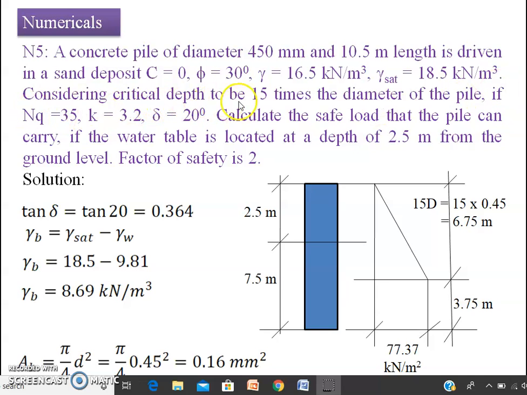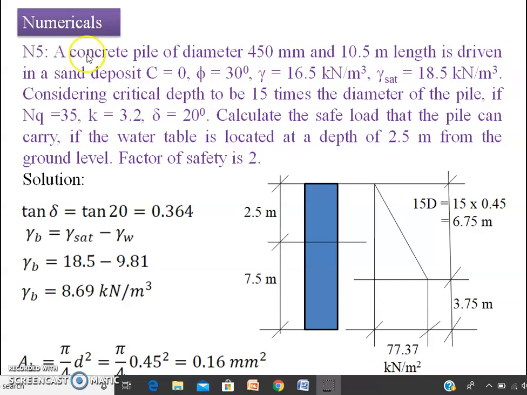Considering critical depth to be 15 times the diameter of the pile, if NQ equals 35, K equals 3.2, delta equals 20 degrees, calculate the safe load that the pile can carry if the water table is located at a depth of 2.5 meter from the ground level. Factor of safety is 2.